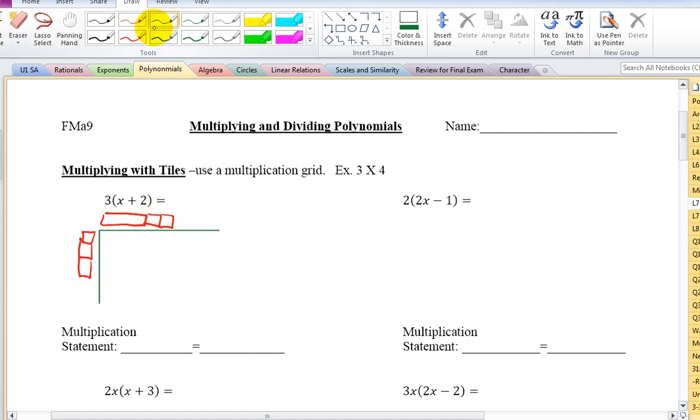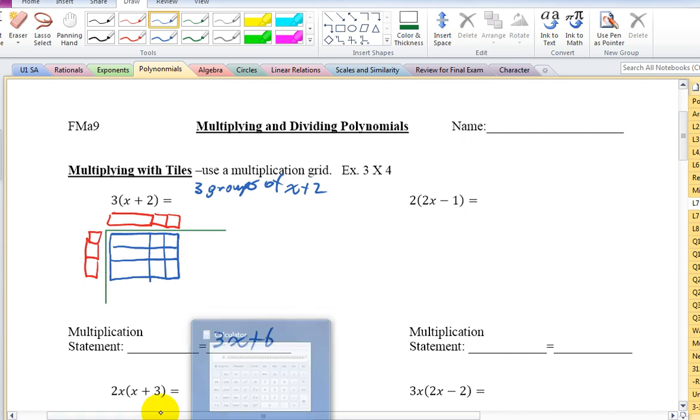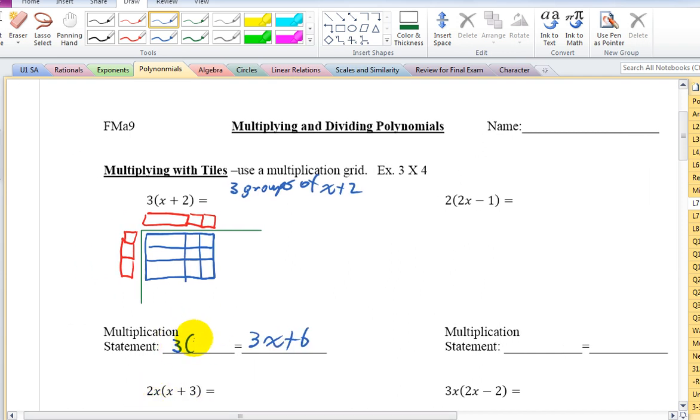Now I'm just going to pick another color. So I'm going to make my rectangle here. And then I'm going to trace my lines so you can see the groups. So really this is 3 groups of x plus 2. And so what's our answer? What does this equal? 3x plus 6. So our multiplication statement is 3 bracket x plus 2 bracket equals 3x plus 6.